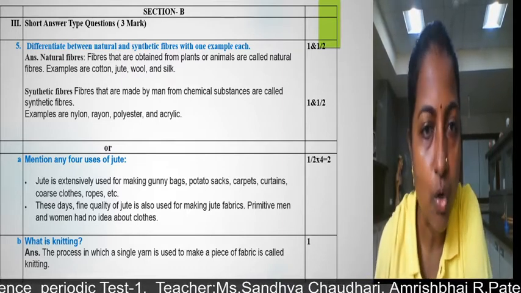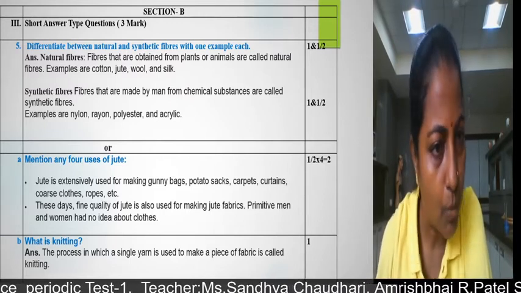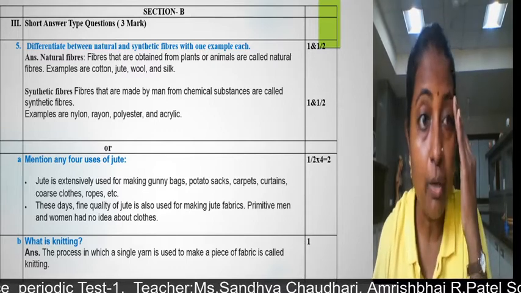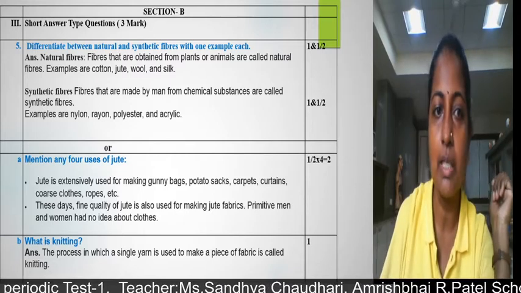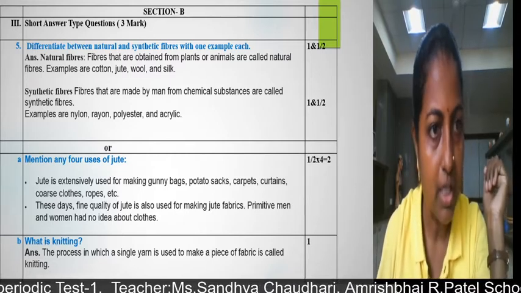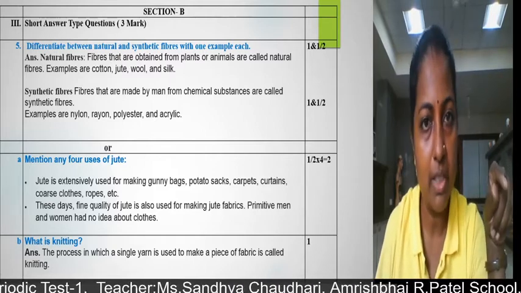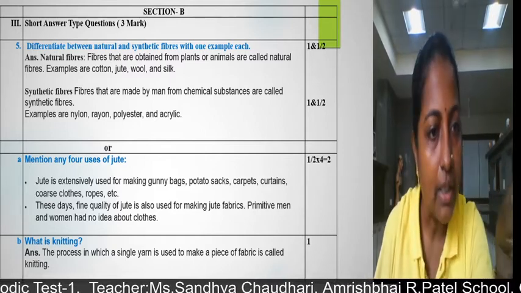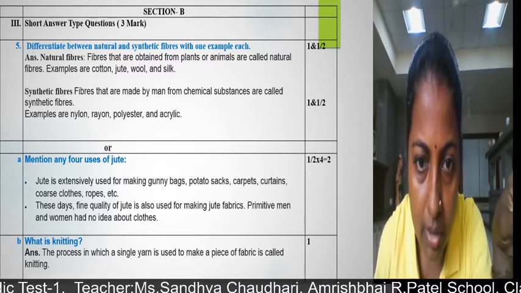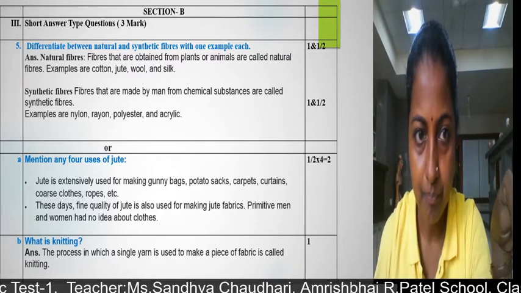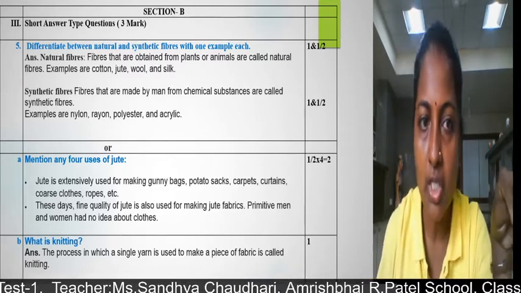Now here you can see OR is there. Here you can see question A as well as question B. Now you don't have to write this question, differentiate between natural and synthetic fiber with 1 example each, and again this A and B. Out of this, either you can write natural or synthetic fibers with 1 example, or you can write A and B together. This A and B together have 3 marks. Don't think that it is OR over here, so I will write only mention any 4 uses of jute.